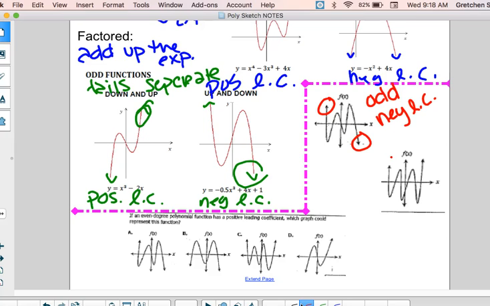On this next one, our tails are both going up, so do we have an even or an odd degree? Even. Whenever they're together, they go even. And since they're both going up, what's our leading coefficient? Yeah, positive.